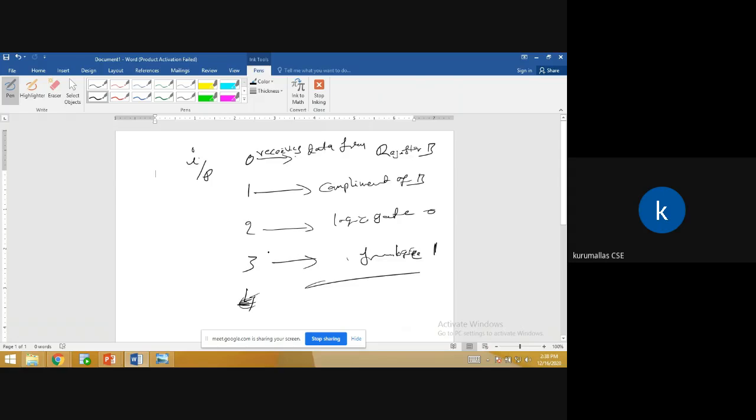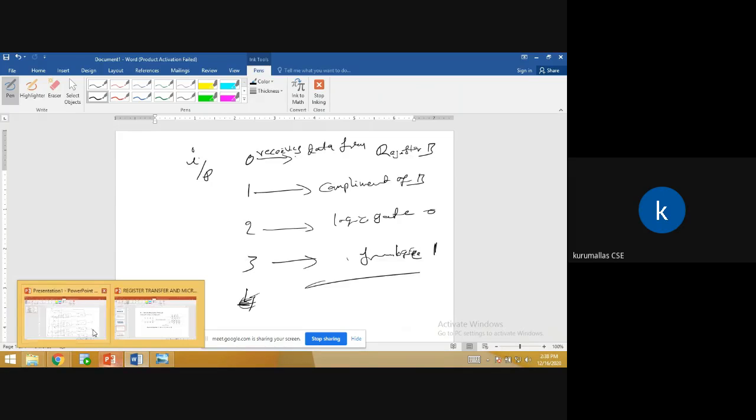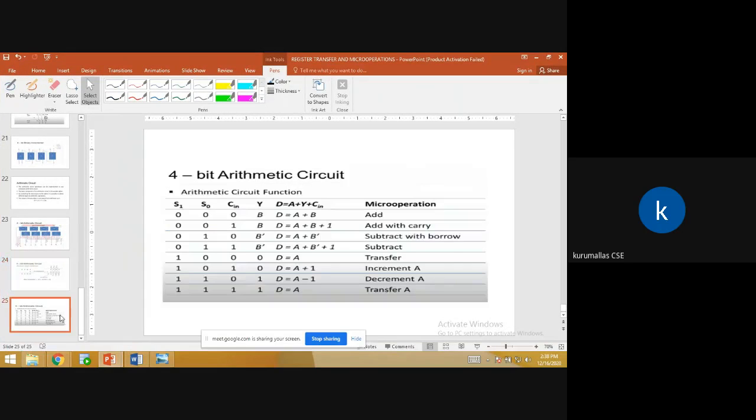Now, if you observe, one table. See here, this is the 4-bit arithmetic circuit table. S1, S0, C in, all these are attributes. What are the names of the operations? If the selection lines are 0, 0, the input is 0. So what is Y? B. What is the final sum? D equal to A plus B.